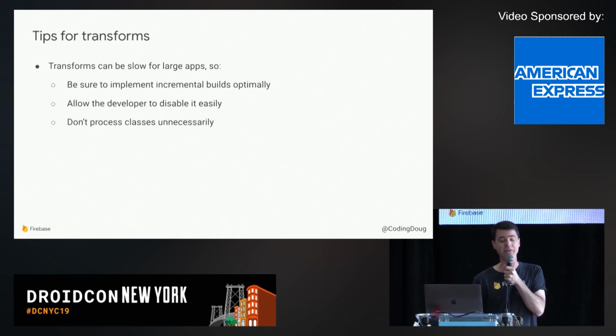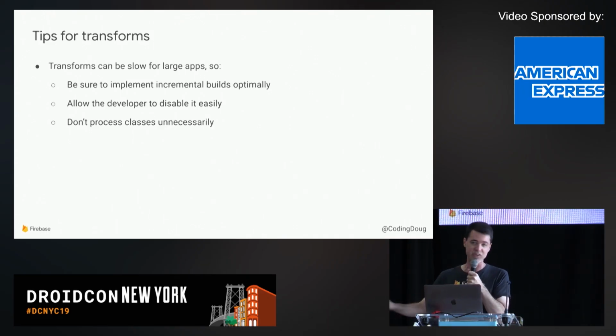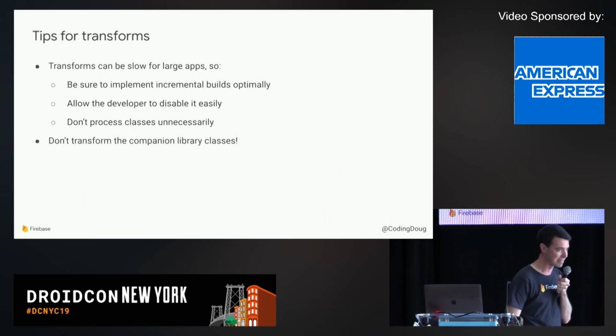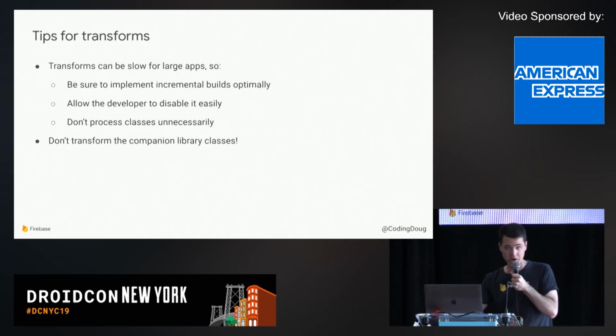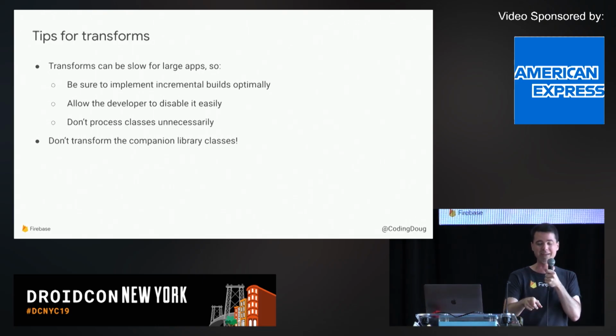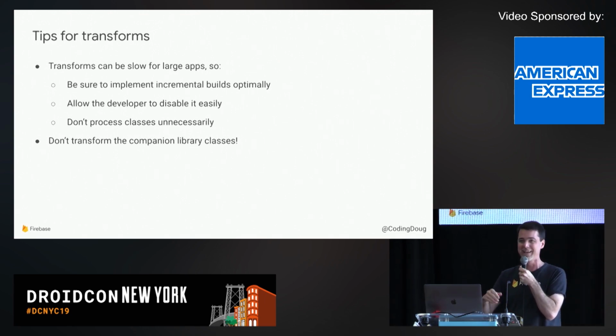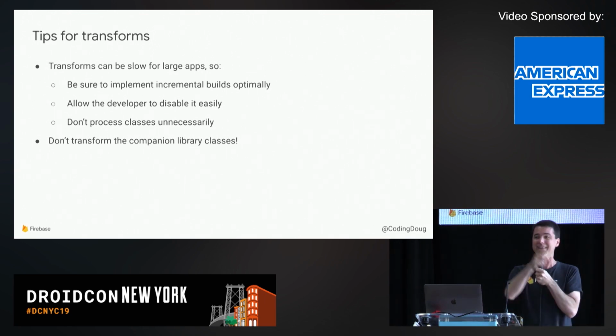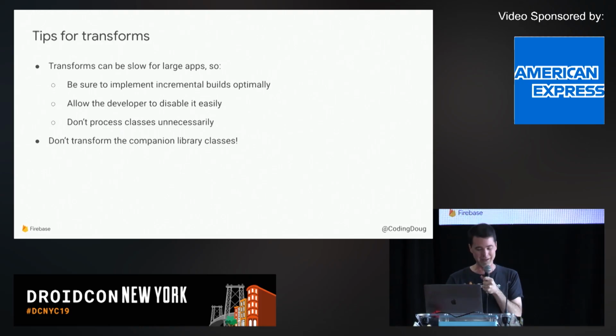Don't process classes unnecessarily. If you're able to figure out before bytecode manipulation whether you want to process that class or not, skip it. Just copy it right through. In particular, you should not transform your companion library classes. That companion library that you have the developer add into their app will become part of the bytecode manipulation that the transform does. You should not process those classes, because if you do, you end up in an infinite loop. You'll process the bytecode that has interesting methods in it, and it will redirect those methods to call back into the static methods. So don't do that. I made that mistake once. It was kind of embarrassing, and I didn't tell anyone about it, but I'm telling you now, don't do that.